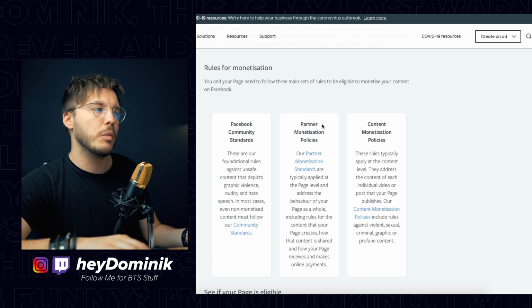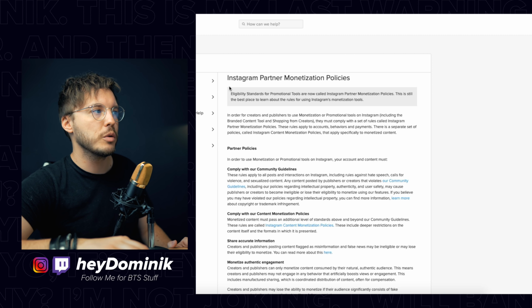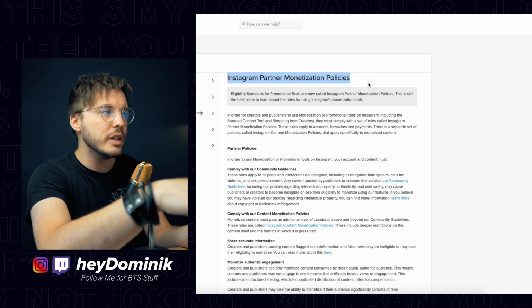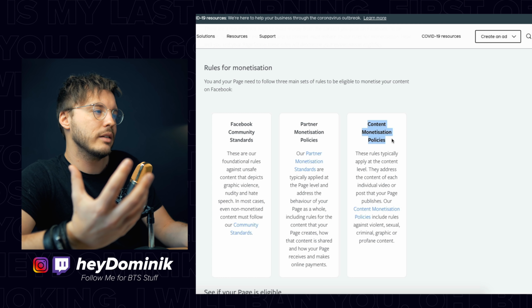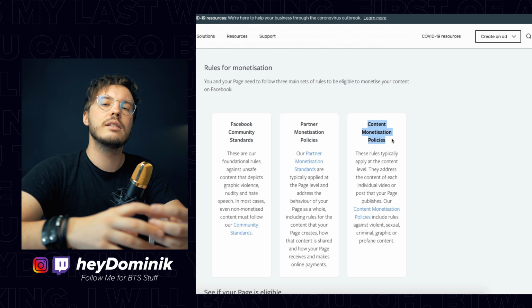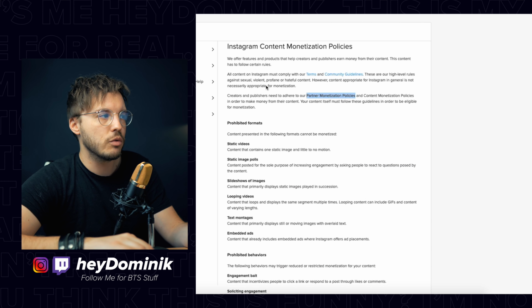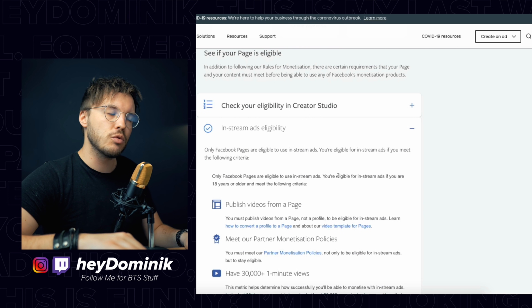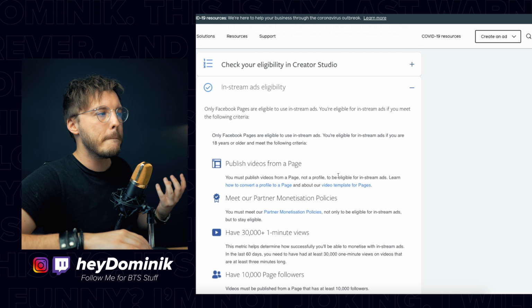Then they have the partner monetization policies going on, which I have also found on the Instagram platform, called Instagram partner monetization policies. We're going to go through all of these different pages in a minute. Third, it's about the content monetization policies, meaning each individual piece of content, whether it can be monetized or not. We also found that right here on the Instagram platform. But basically, Facebook has some eligibility requirements that we can take a look at, and then we can guesstimate that things are going to look pretty similar.